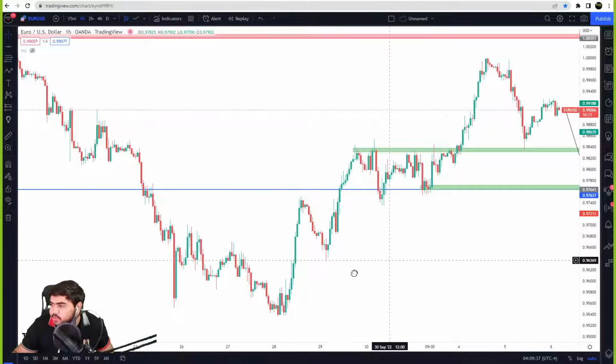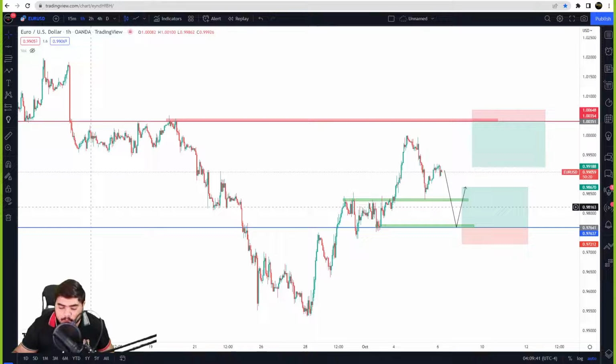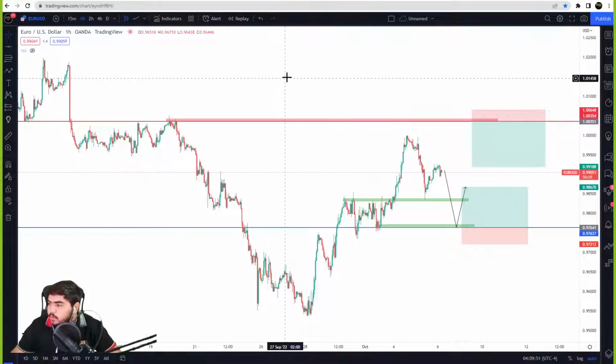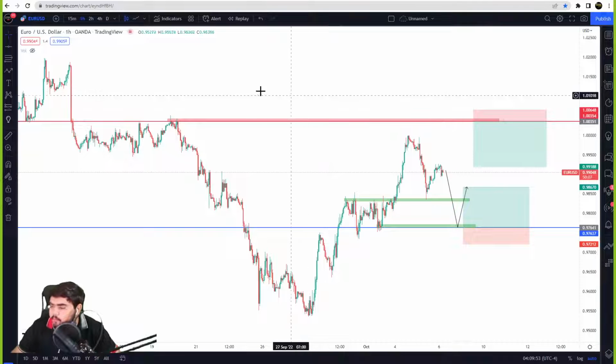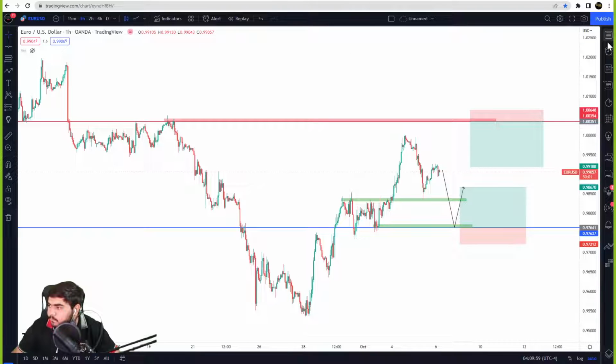Now, Asad, anything that you want to add here, or anything that you want to comment on? No, I see the same scenarios on the Euro USD. I totally agree with your analysis, and yeah, this is what probably the price will do. Okay, great. It is going to react from the levels that you have already marked. So let's move to another pair.